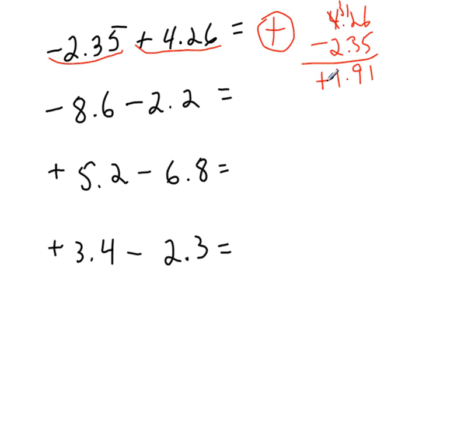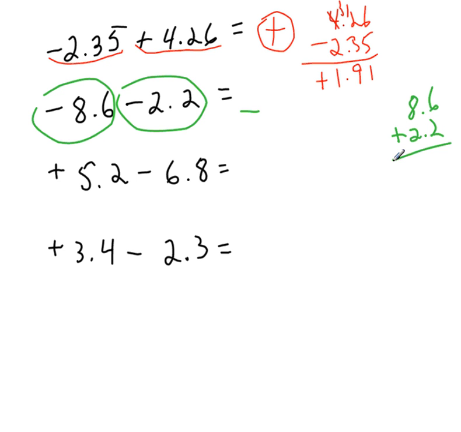Now in the second example, we have negative 8.6, and we've lost this, then we've lost that. We already established it's going to be a negative number. So we first lost 8.6, then we lost an additional 2.2. So when we add these together, I've lost a total of 10.8. So it will be negative 10.8.